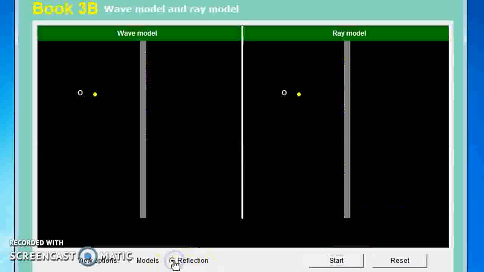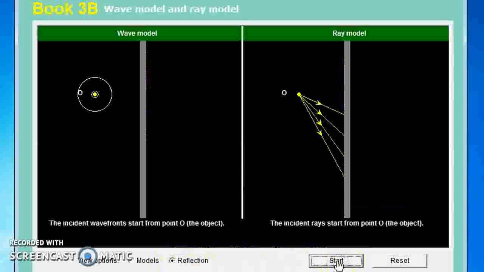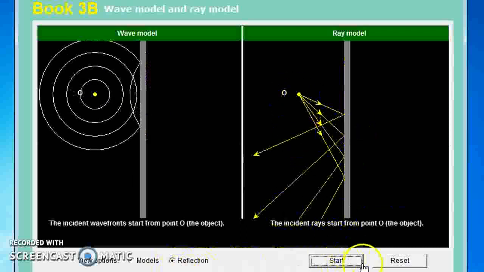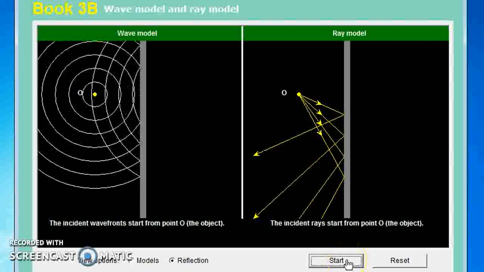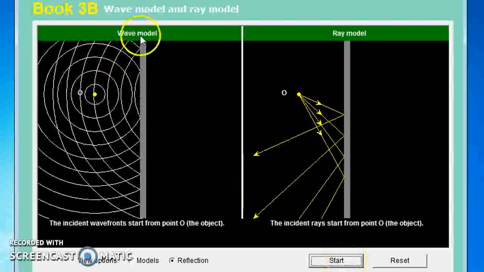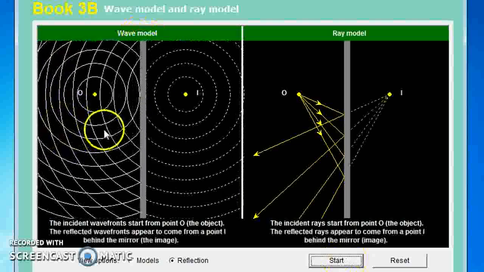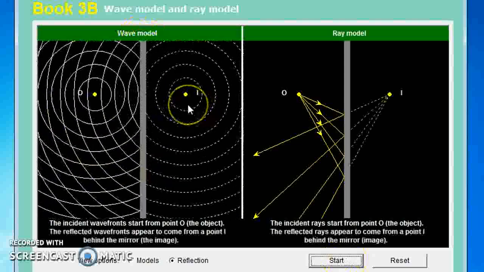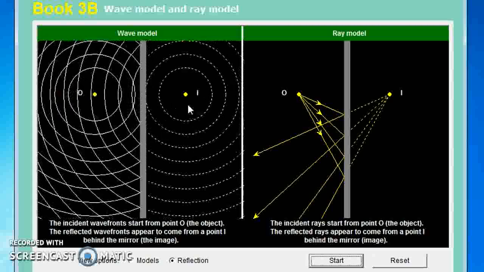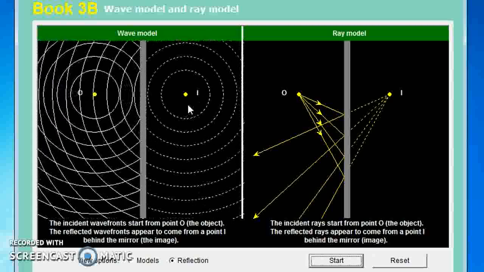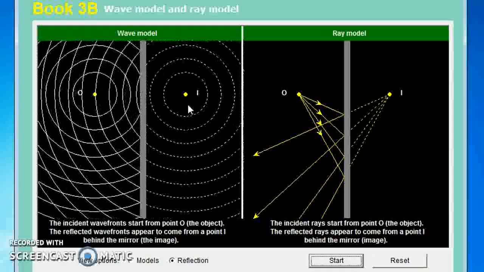For reflection, both are point sources. In the ray model, the rays are reflected according to the laws of reflection. In the wave model, the wavefronts are circular and they are reflected, and they appear to come from a point behind the barrier, which is the image.